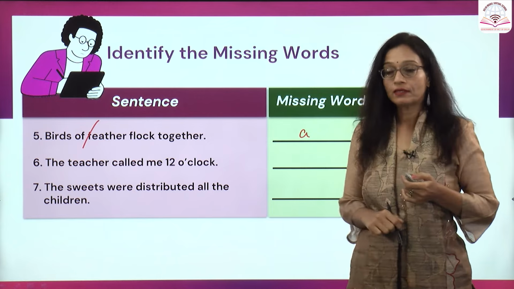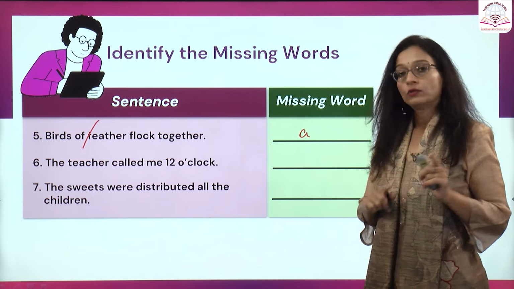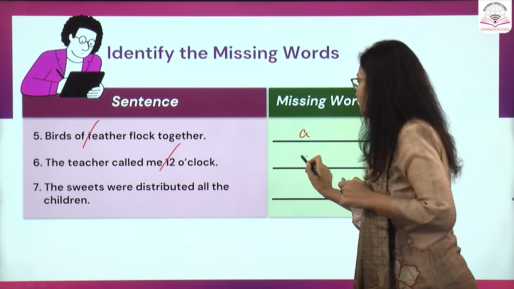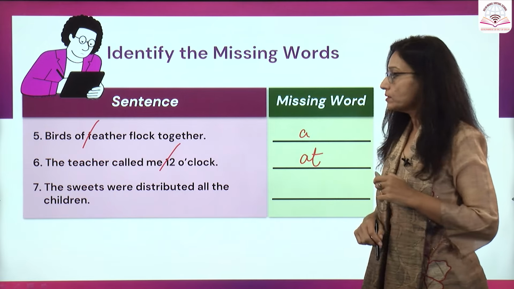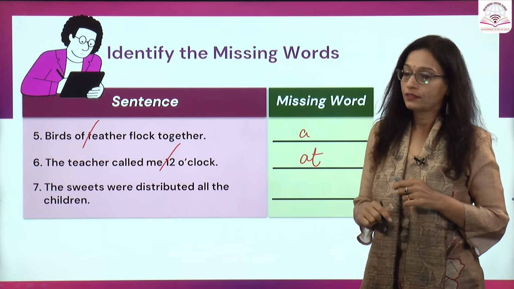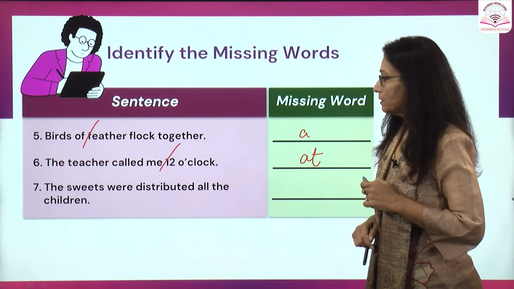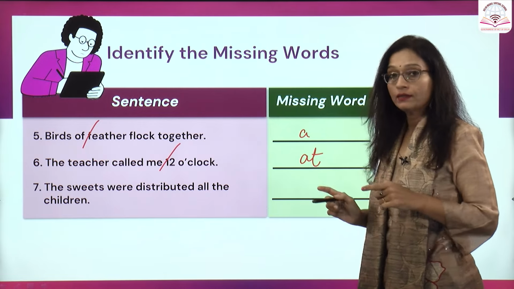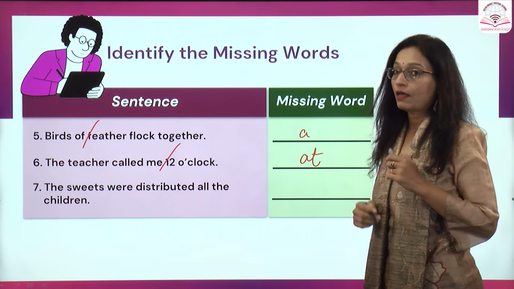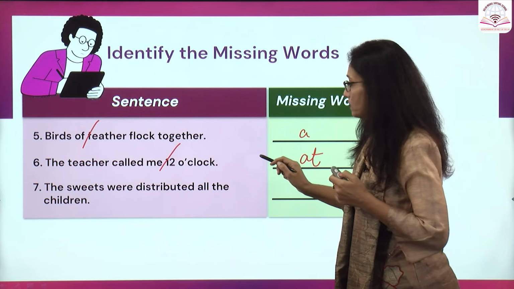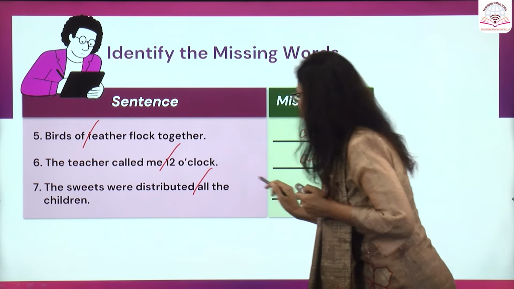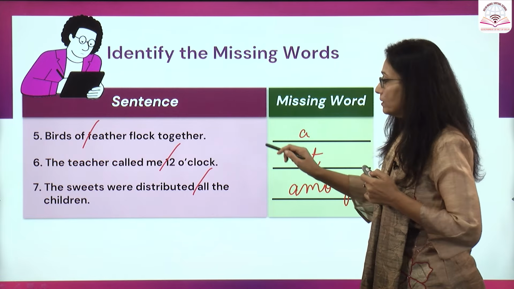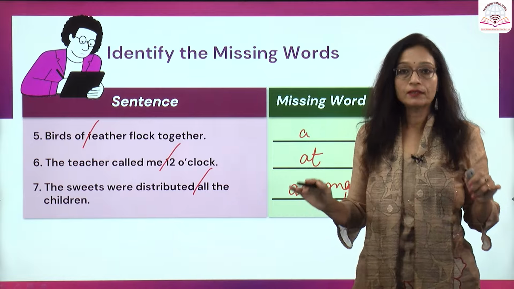Coming to the 6th sentence, the teacher called me 12 o'clock. This is time, so we should write at here. The sentence becomes, the teacher called me at 12 o'clock. 7th sentence, the sweets were distributed all the children. Now here again the preposition is missing, and where the sweets were distributed, at this point we should write among. The sweets were distributed among all the children.